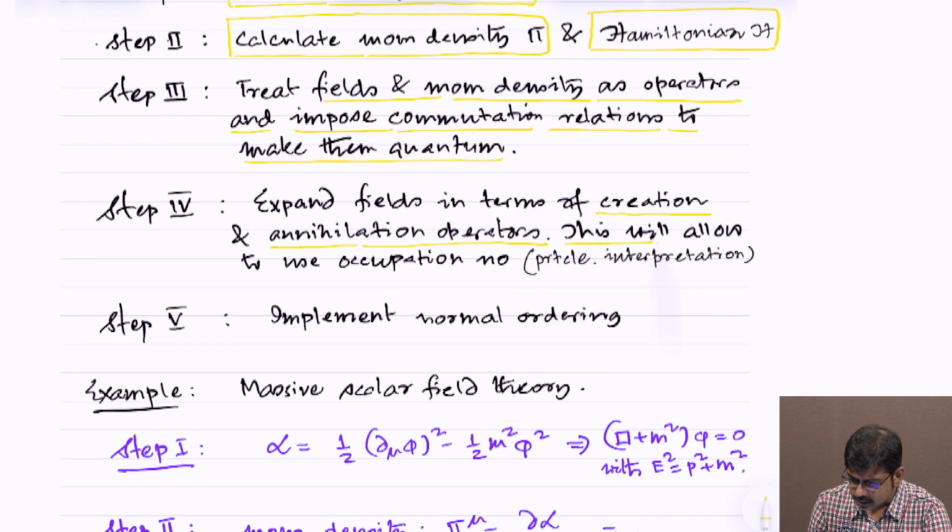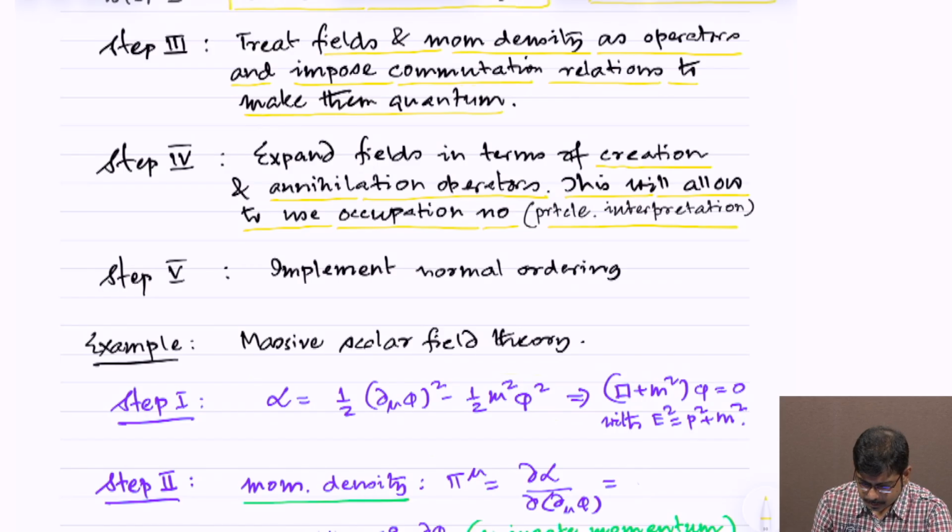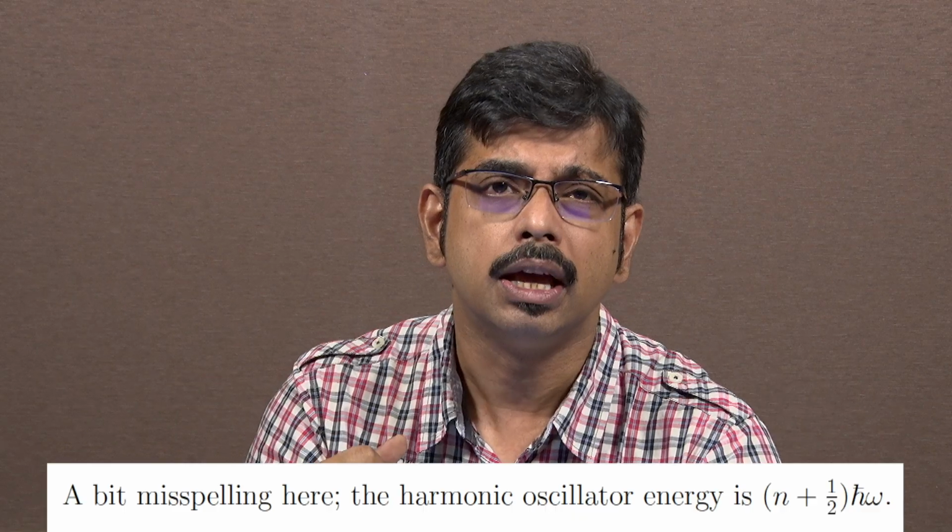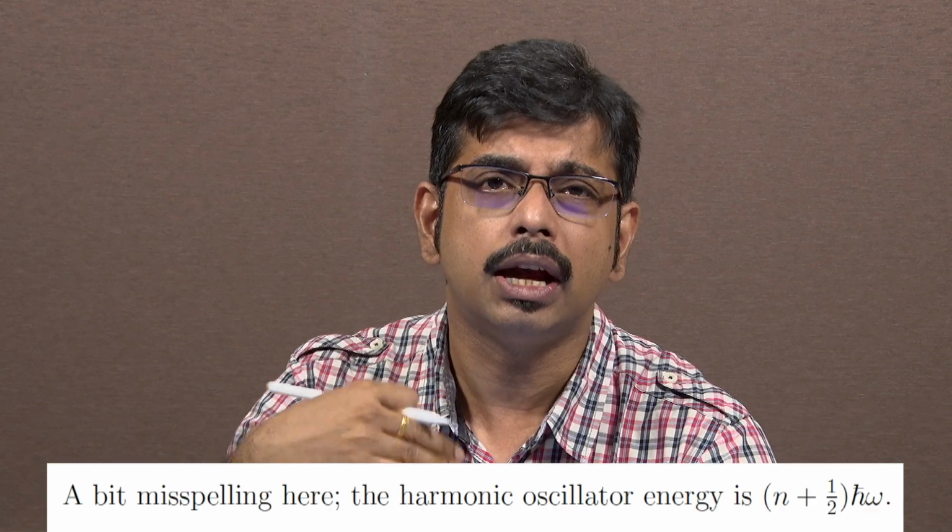And this will allow you to use the occupation number or particle interpretation, and therefore we can identify the particles out of the quantum fields. In the last step, there is a step called implementation of normal ordering. Now, this is something interesting: it turns out that we face some infinities when we are writing the Hamiltonian. You remember the whole exercise of doing the harmonic oscillator, right? In the harmonic oscillator, eventually the energy was one half plus n times h cross omega, right? So, that is exactly what we are aiming for.